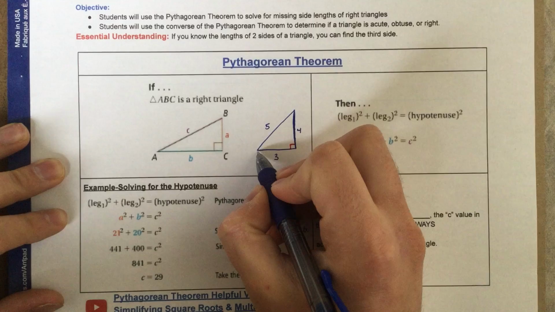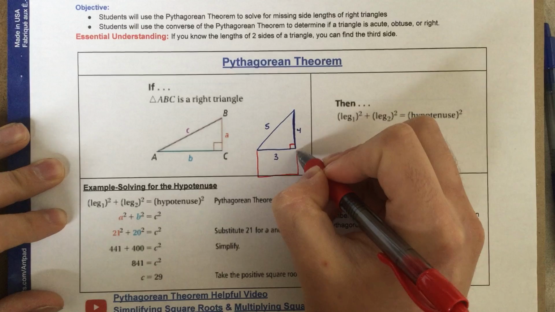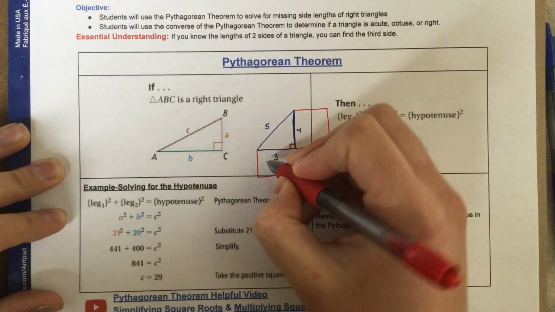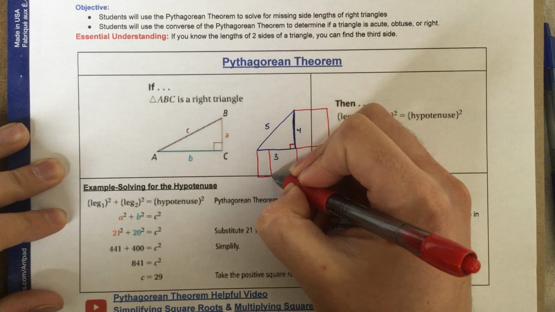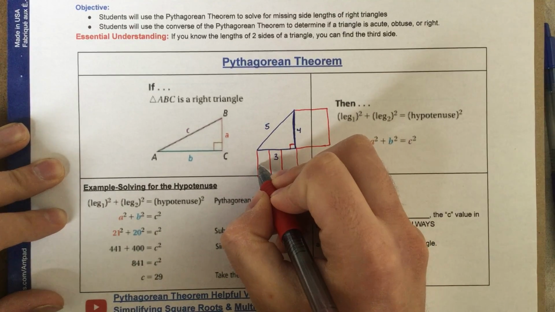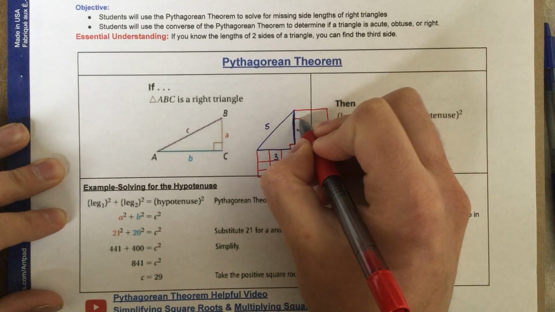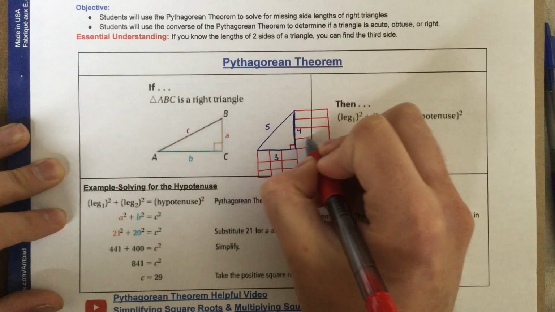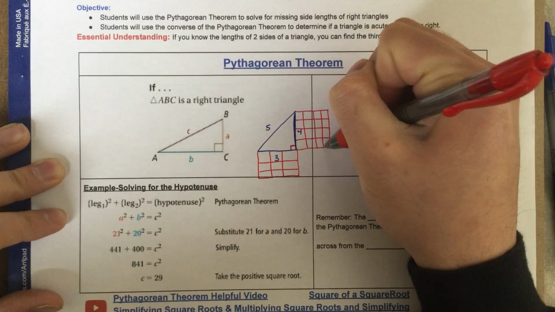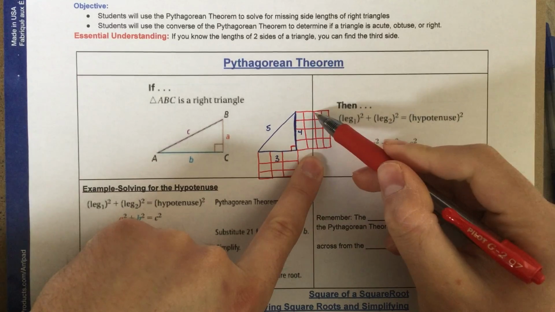Really what that's saying is that I could take this side length of 3, and if I were to create a square, I know that looks like a rectangle, right? If I were to create a square with 3 boxes here, and I would take another square with a length of 4 units. You can see here that there is 9 boxes, and in this one there's going to be 16 boxes.